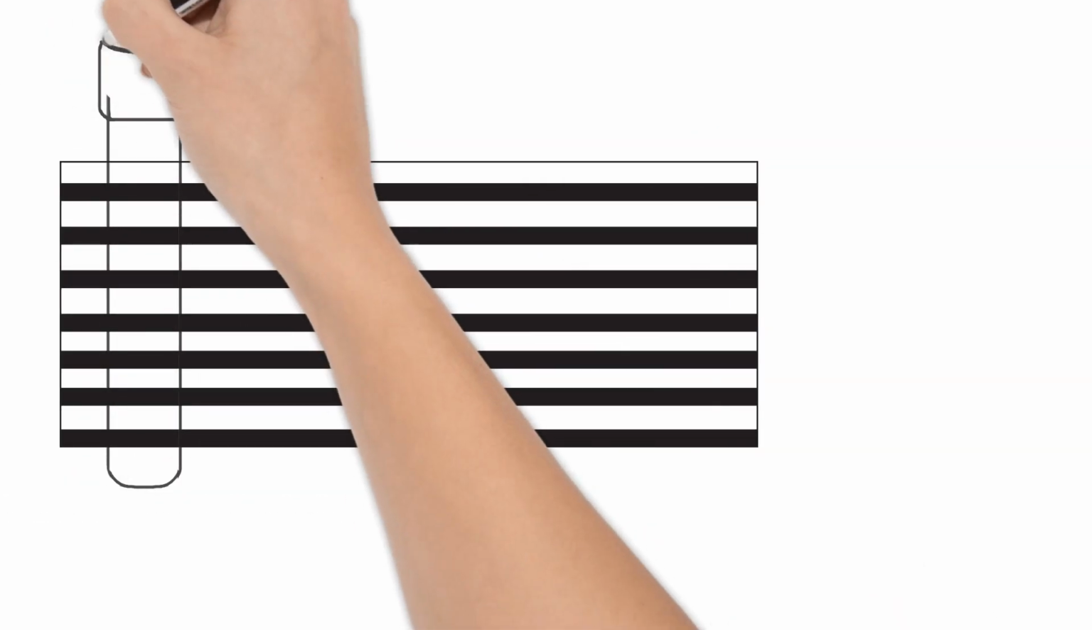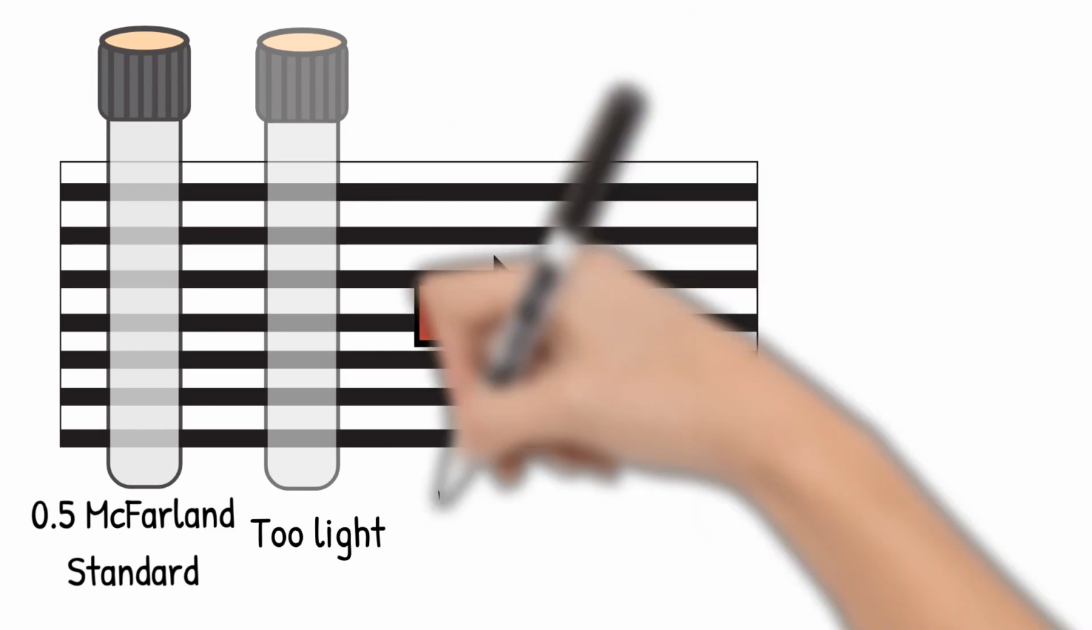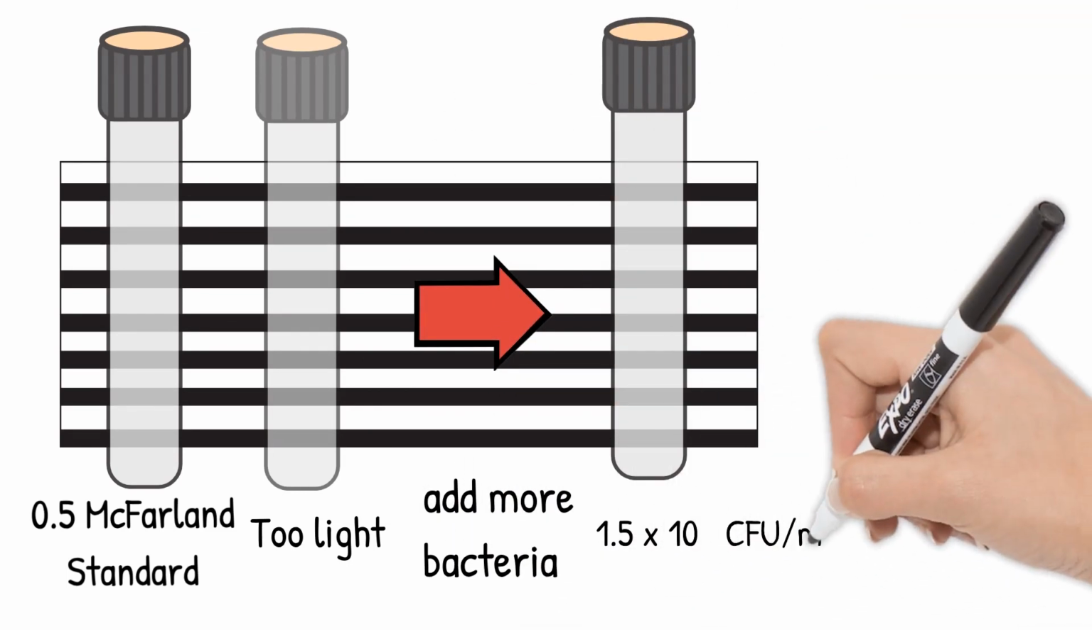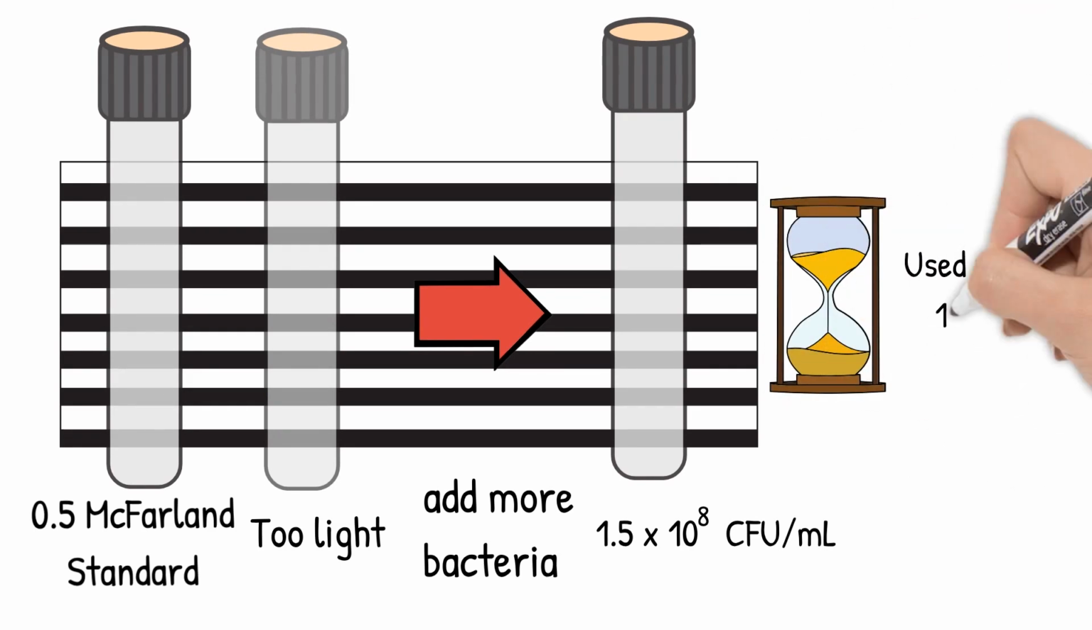If the bacteria suspension is too light, more organisms may be added until the turbidity reaches the same as the 0.5 McFarland standard. Once the inoculum suspensions are standardized, the suspension should be used within 15 minutes of preparation.